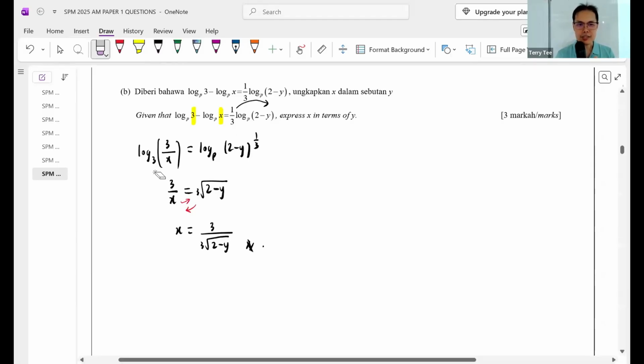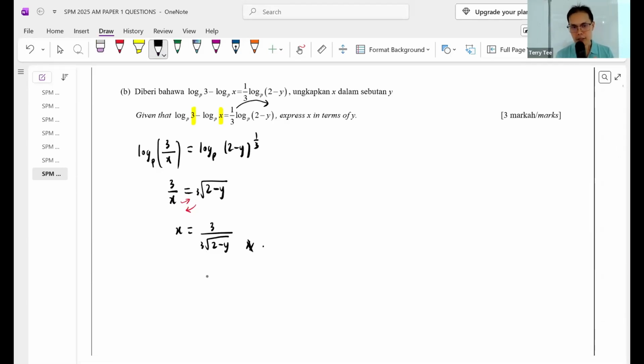Sorry guys, I just wrote this wrongly. This is base P, but nothing is wrong. Just the bases are written wrongly. All the answers are still the same. Yeah.